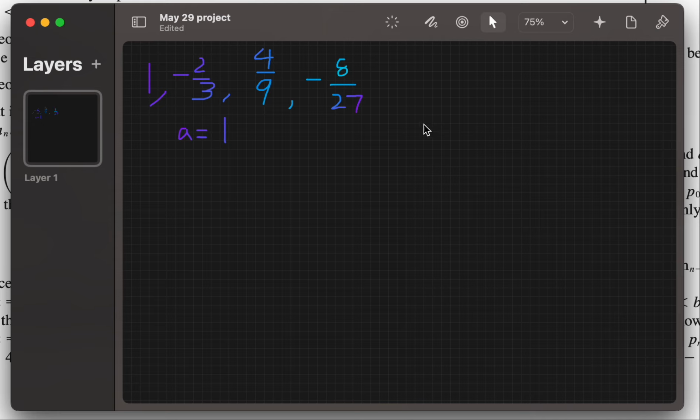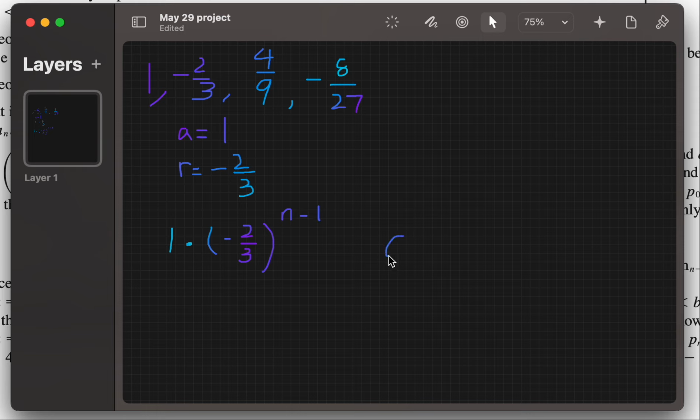And what is the r value? Let's see. So you can see this is a geometric sequence. So multiplying 1 by negative 2 over 3 would get you negative 2 over 3, and multiplying negative 2 over 3 by negative 2 over 3 would get you 4 over 9. So the ratio must be negative 2 over 3. And with a and r, we have our general formula. That would be 1 times negative 2 over 3 to the power of n minus 1.